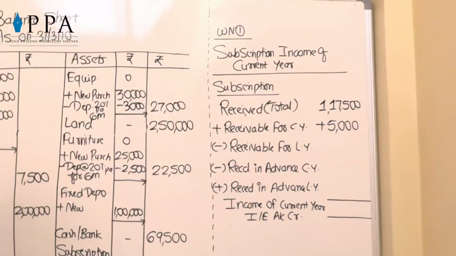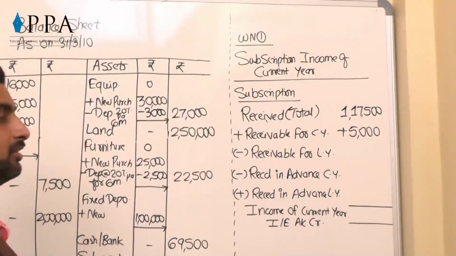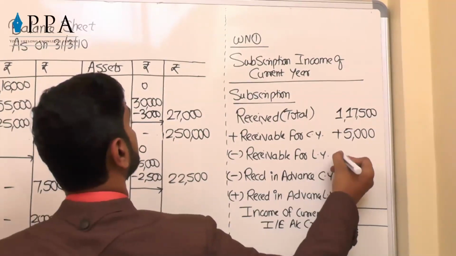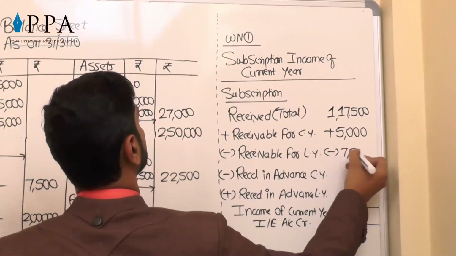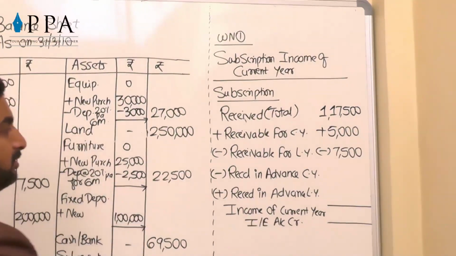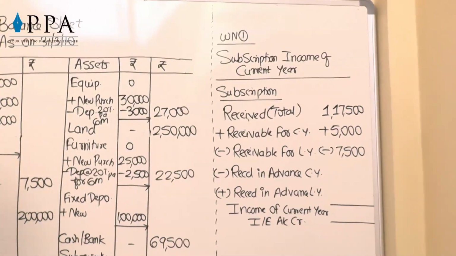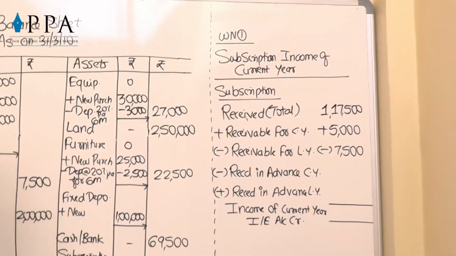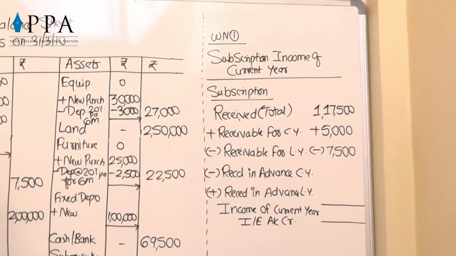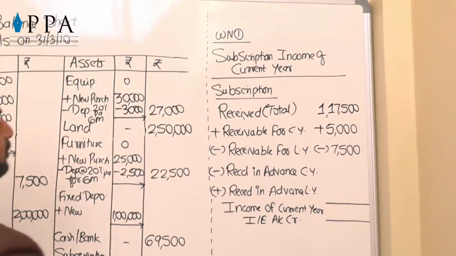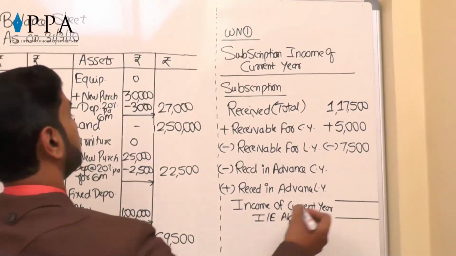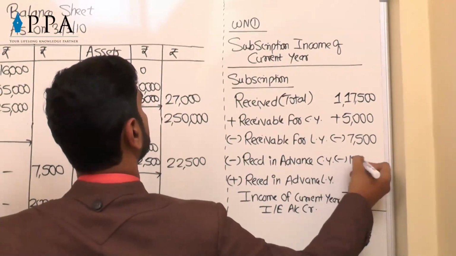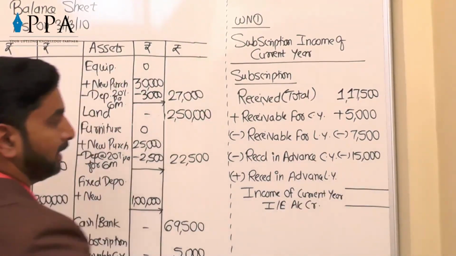Here, first 7,500 is received for last year. So it was receivable of last year. It is not for current year. So 7,500 receivable of last year is removed. And in the same adjustment, you can see in the debit side, 15,000 is received for the next year. It is not receivable for current year. It is received in advance in current year. So again, 15,000 is minus.